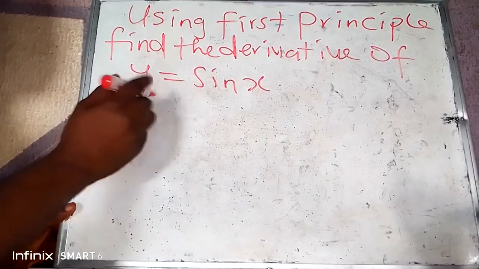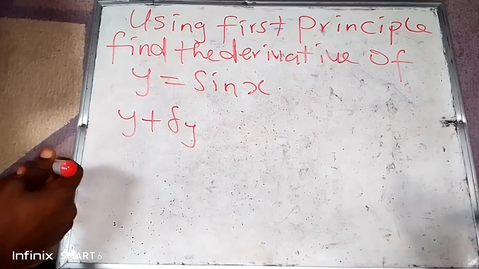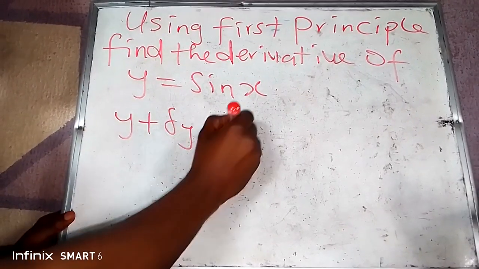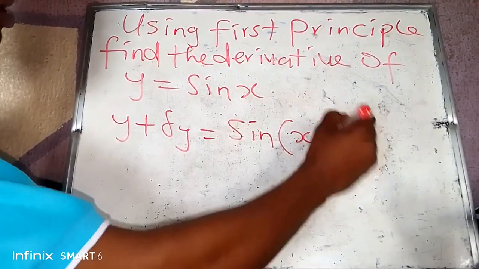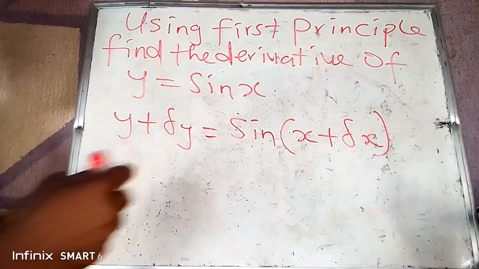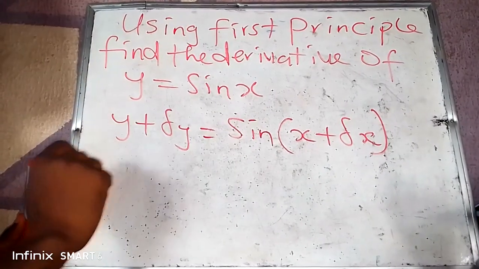That means the first thing you do is y plus change in y, that is change of length, that is y plus dy, equals sin of x plus dx. There is always a change in letter, a change in length of y, a change in length of x. That's the first thing you do.